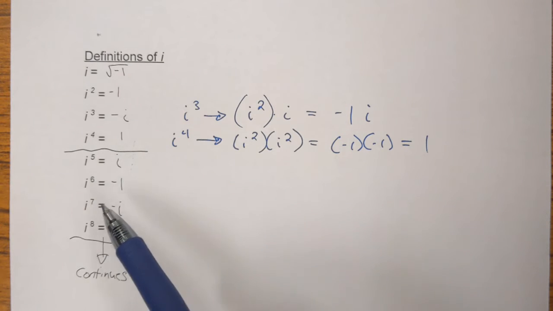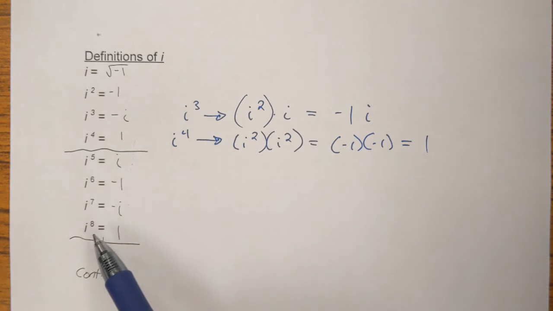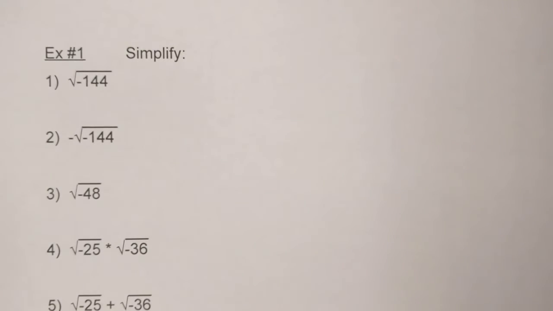I to the 6th is negative 1, I to the 7th is negative I, I to the 8th is positive 1, and this pattern just continues in a cyclical fashion. So I'm sure many of your heads are spinning right now. Mr. Klein, what is this I? Why did you bring an I into math class?